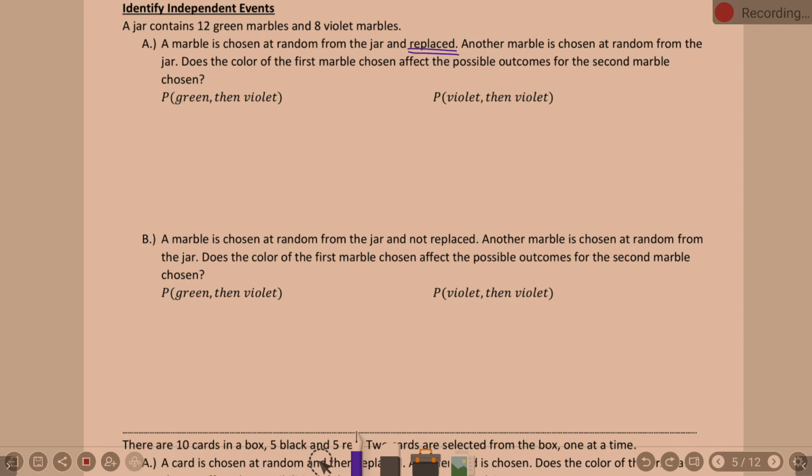So does the color of the first marble affect the possible outcomes for the second marble? No, and that's because they are, I'm going to use the word, independent events, since the first marble is replaced.